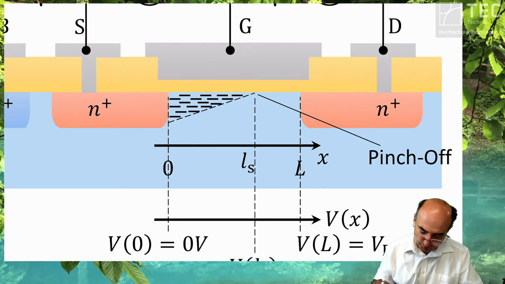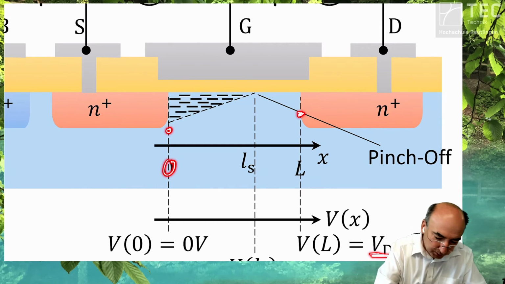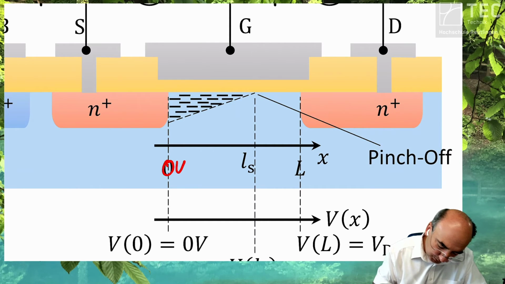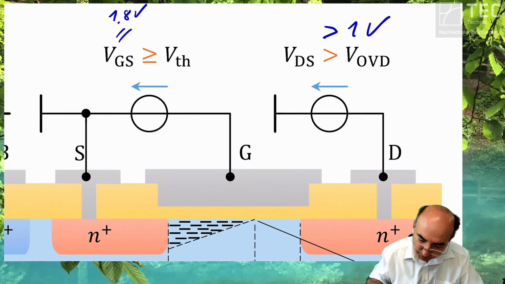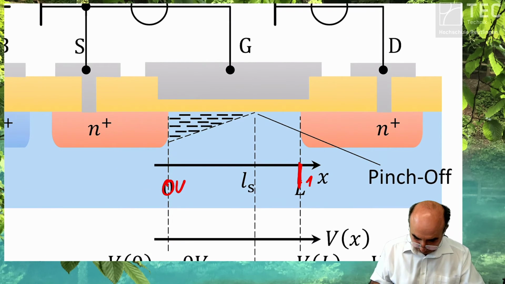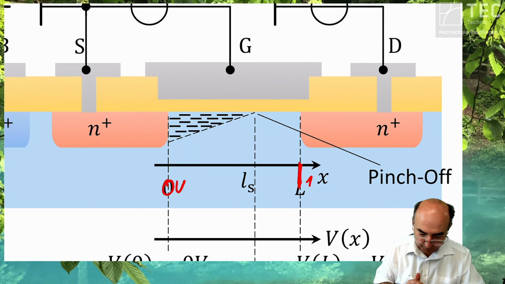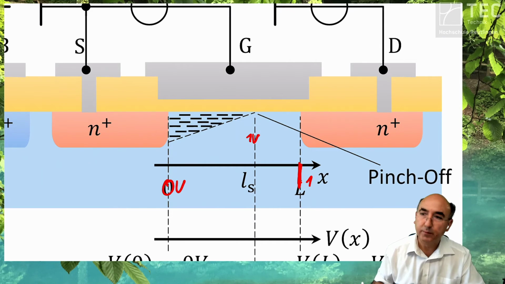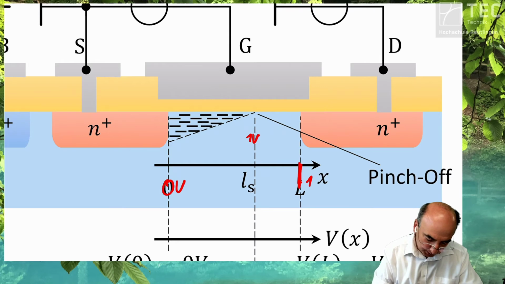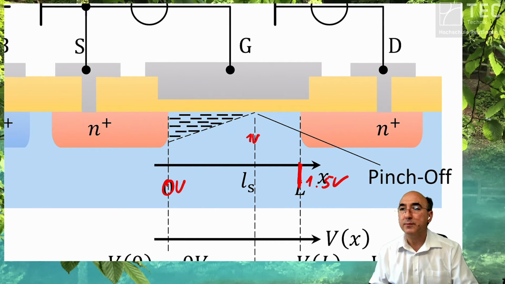And now let's assume that here you have 0 volt and here you have VDS. Okay, so here is 0 volt and here we have 1.8 volt. No, how much? Larger than 1. Let's say, one moment, I want to have here 1 volt. And we have here 0 volt. Then we can say we have here 1.5 volt. Okay? So it's roughly linear.